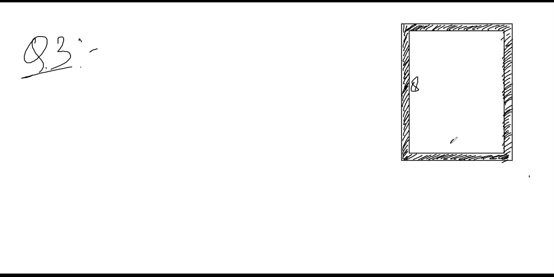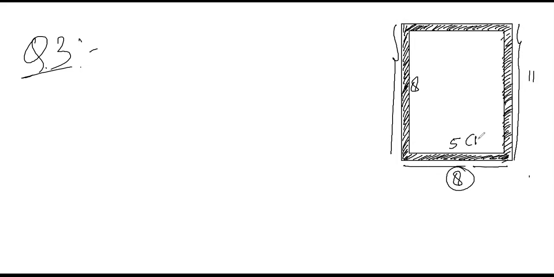This is 8 and this is 5, because this is the photo, this is length, this is width. And 1.5 will be margin, so the outer length will be 11, and this will be 8. How? Because 1.5 will be here, 1.5 will be here, so it will be increased by 3. So 8 becomes 11 and 5 becomes 8. Is it clear to everyone?